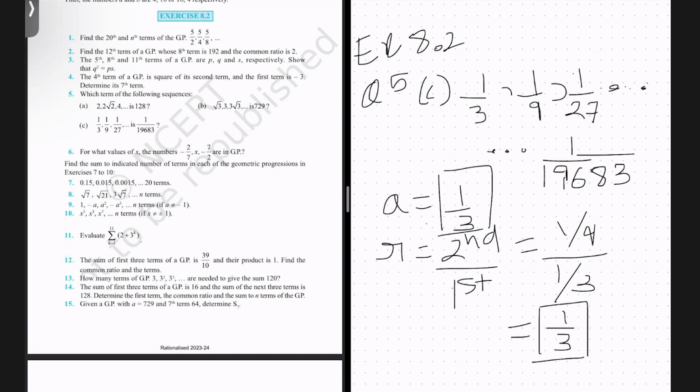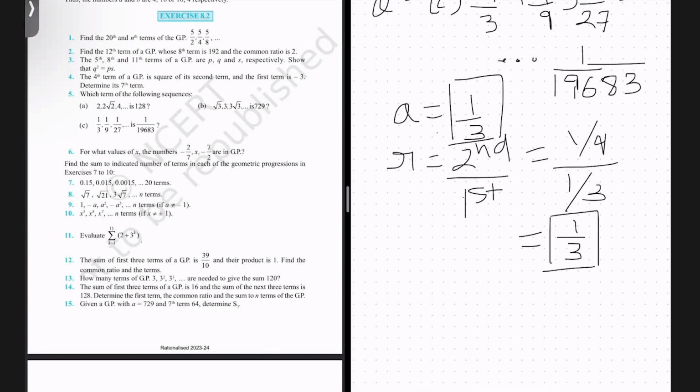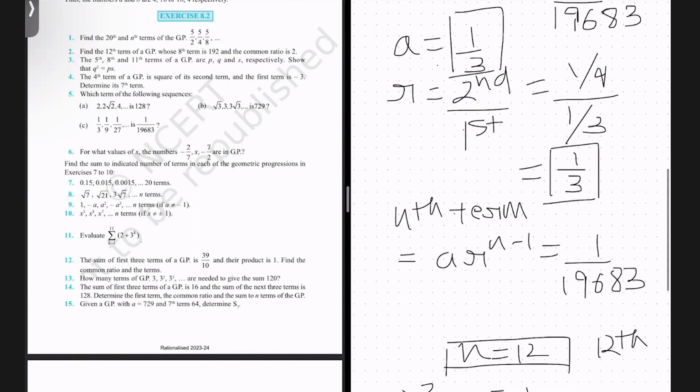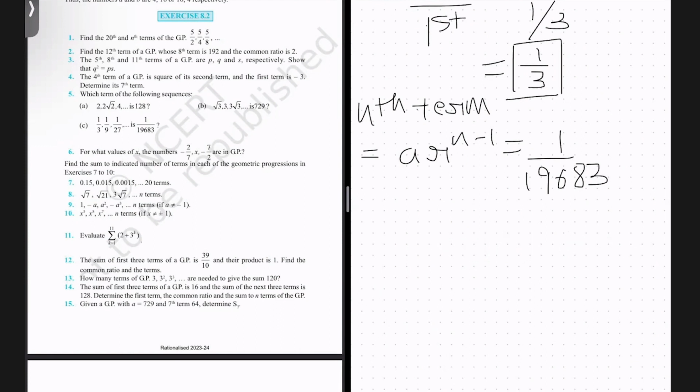The nth term of this sequence has been given to us as 1 by 19683. So solving that, the nth term can be expressed as a r raised to the power n minus 1, and that has been given to us as 1 upon 19683. Correct. Moving on, what do we have then? Let us write what the first term is and the common ratio is, and let us solve accordingly. So the first term we found out is 1 by 3. The common ratio is also 1 by 3, and that is raised to the power n minus 1. Correct.